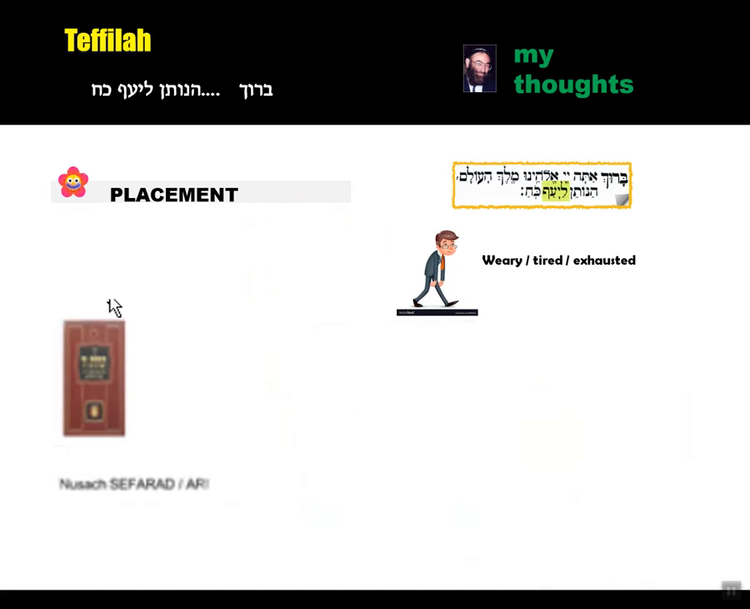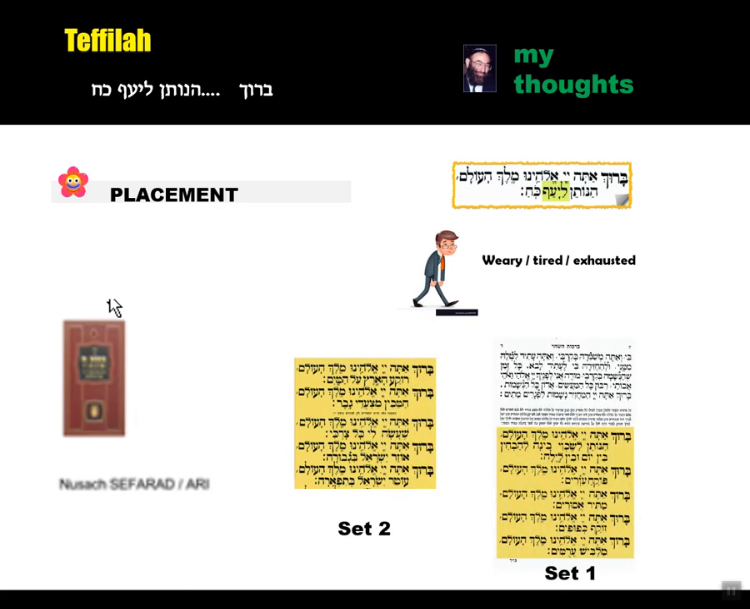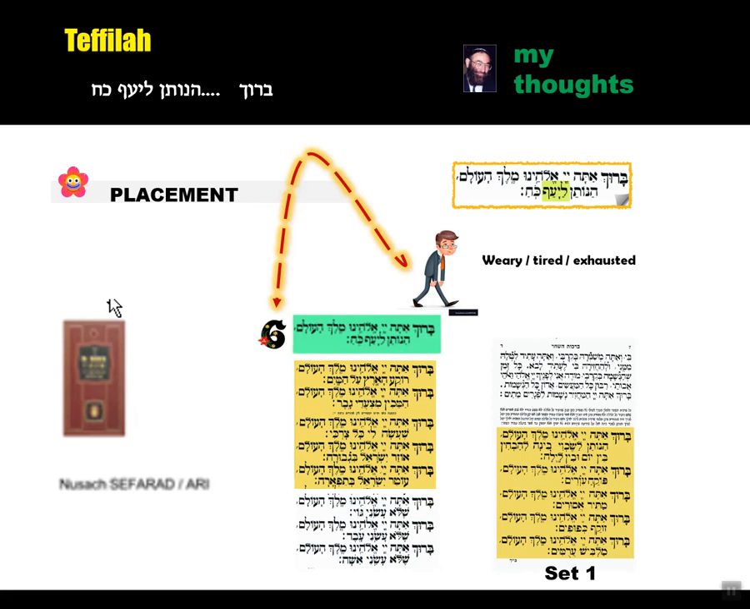By the same token, in the Nusach Sefarad Ari, we have the 10 brachot listed in the Masechet Brachot. There is a set 1 of 5 brachot and a set 2 of 5 brachot. The 3 Shelo Asani brachot are placed last. As mentioned before, they were not listed in Masechet Brachot. The Hanotein Le'ayef Koach bracha, however, is located between the first set and the second set at position 6.